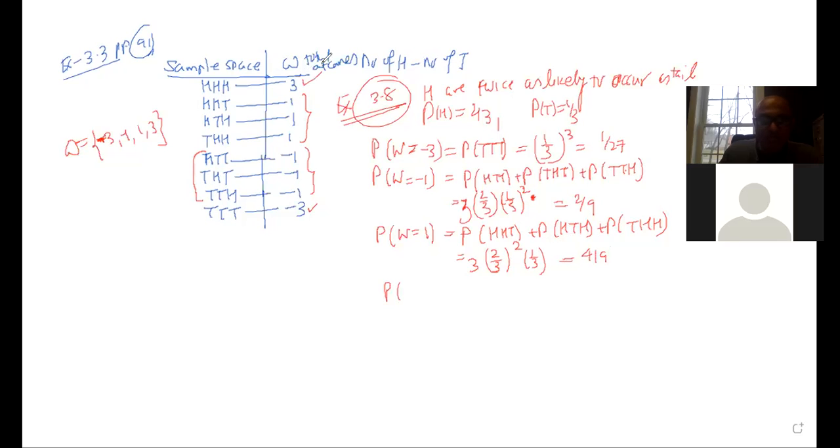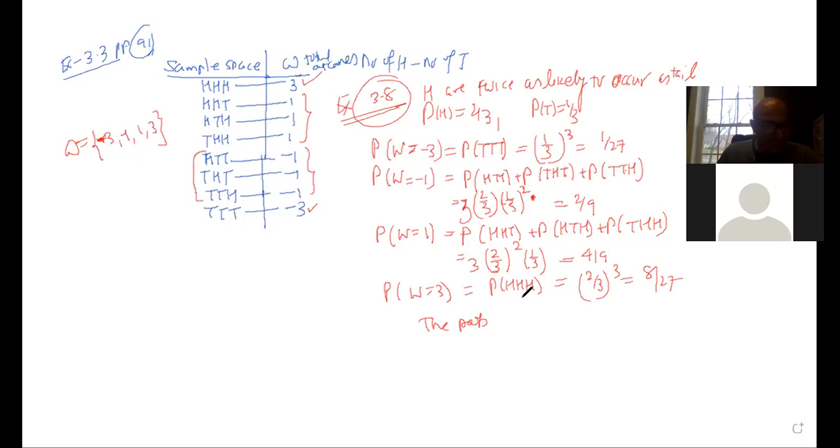Finally, only this 3 is left out. So W equal to 3 is equal to the probability of H, H, and H, that is 2/3, and here it is a cube. So that is equal to 8 by 27.